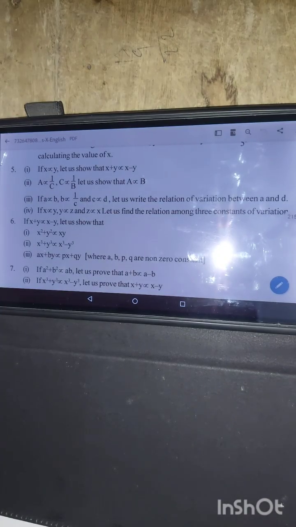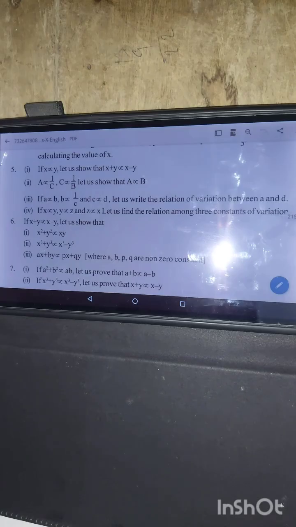Now, let us look at the question and try to understand what it says. If A varies as B, A is directly related to B, B is inversely related to 1 by C, and C is directly related to D. A and B are directly related. B and C are inversely related. C and D are directly related.